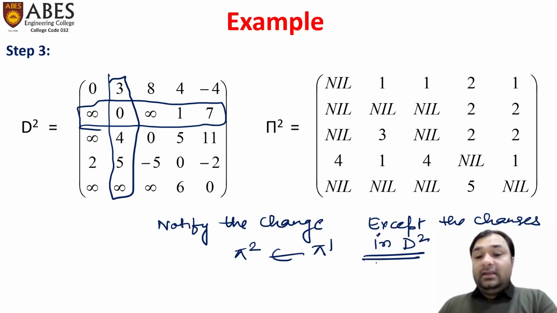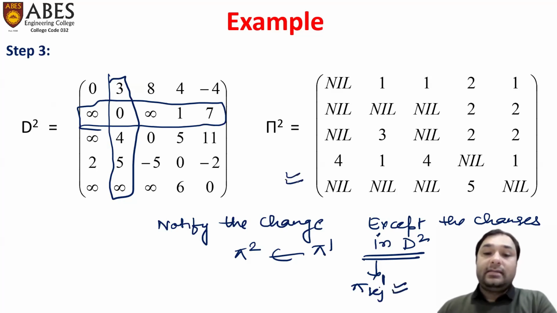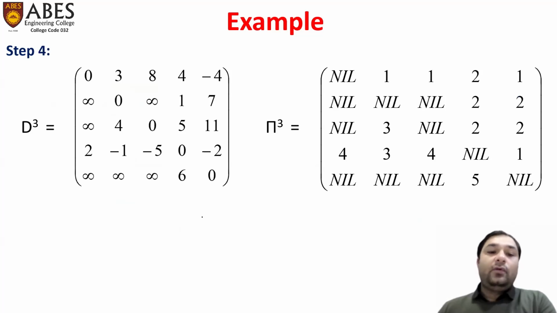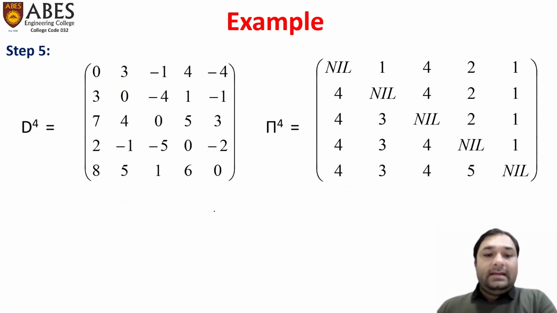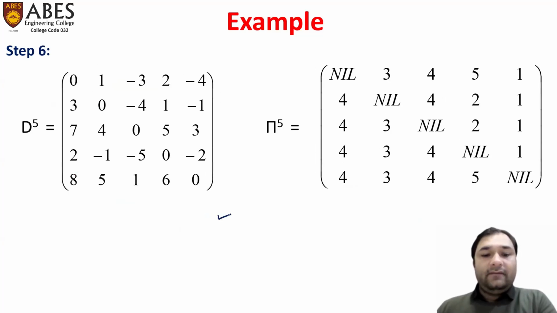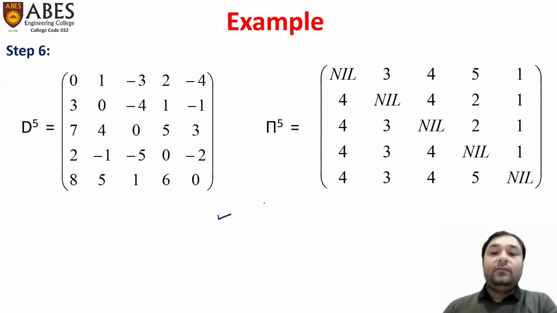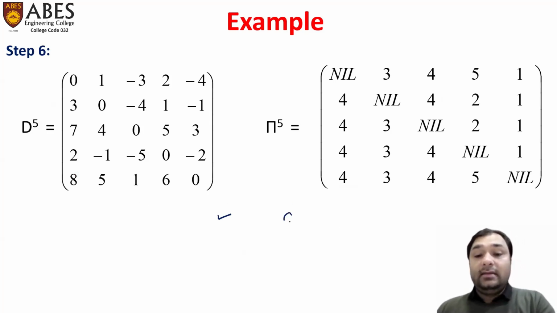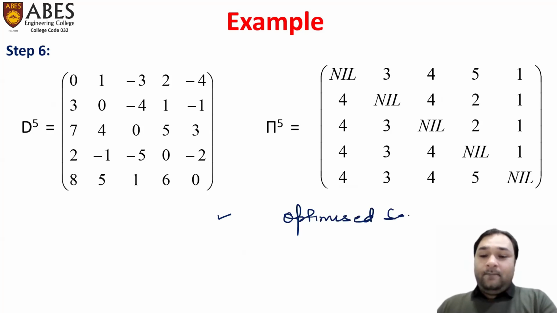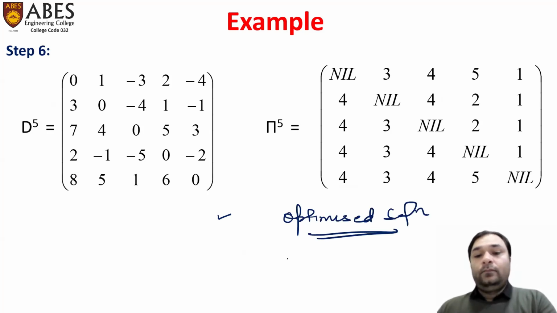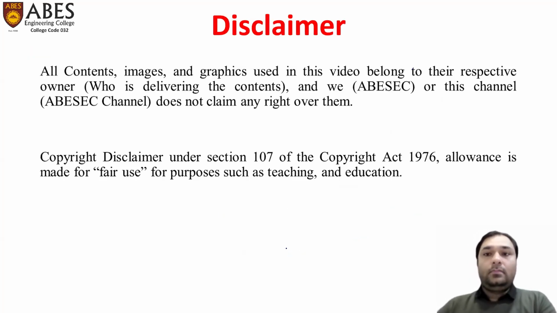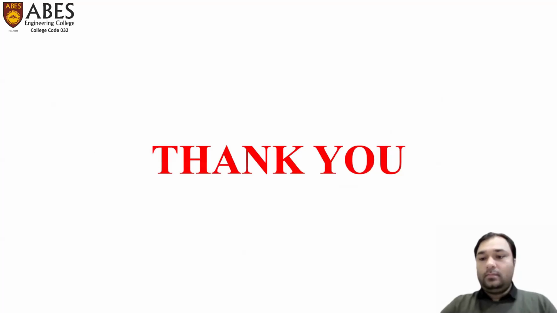After that, these changes will be referred to the pi kj value, pi kj of 1, and we can simply calculate pi. This is the same structure we will follow for D3, then D4, then D5, and this will be the solution which we are getting, and this is an optimized solution. This is solved by DP. Thank you.